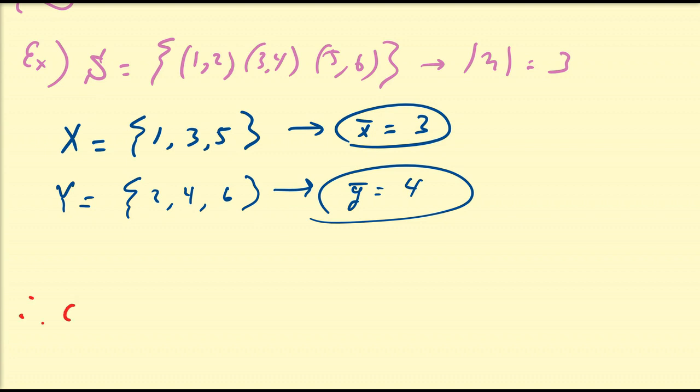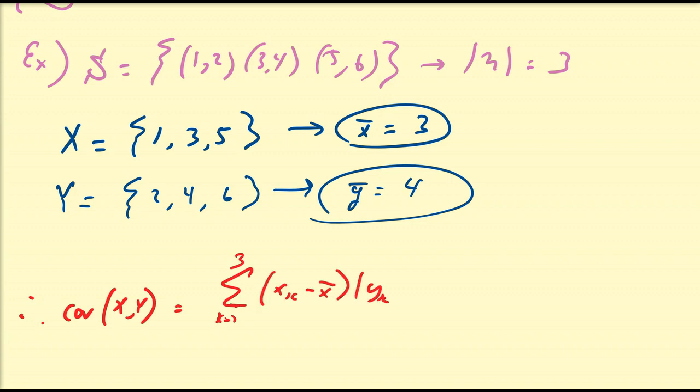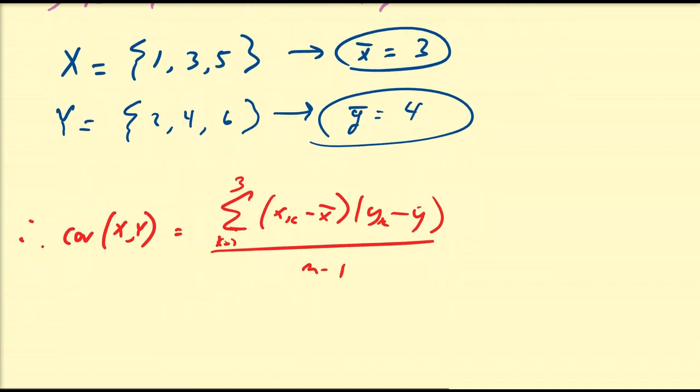All right, therefore, the covariance between x and y is equal to the sum from k equals 1 to 3 of x sub k minus x bar times y sub k minus y bar, all divided by n minus 1, or 3 minus 1. Let's just map that out. So it's the sum of the products.